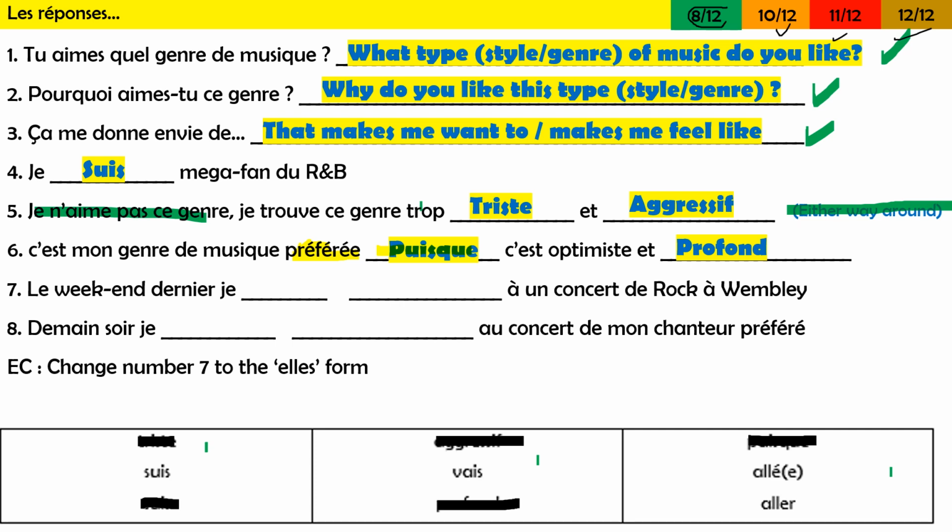So how'd you say I went? C'est je suis allé. One mark for suis, one mark for aller. Je suis allé à un concert de rock. You can't have them the other way around. This is our past tense. And demain soir, which means tomorrow night, is the future tense. It's got to be je vais aller au concert de mon chanteur préféré. I'm going to go to a concert with my favorite singer.